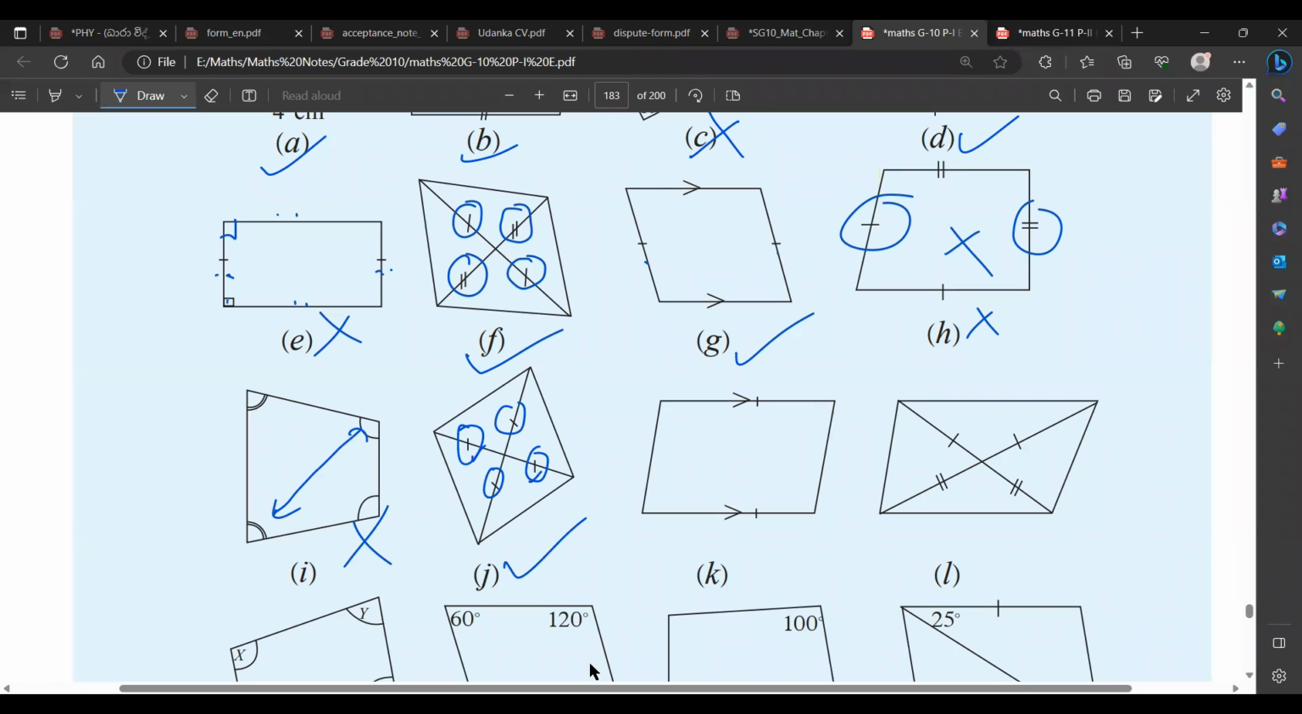Here opposite sides are parallel and equal. For the other two, you have to mention this one and this one should also be equal. We have mentioned only that these two are equal, so this is not a parallelogram. Here, this one and this one should be equal, and this one and this one should be equal, so the diagonals bisect. This is also not a parallelogram. It should be like this.